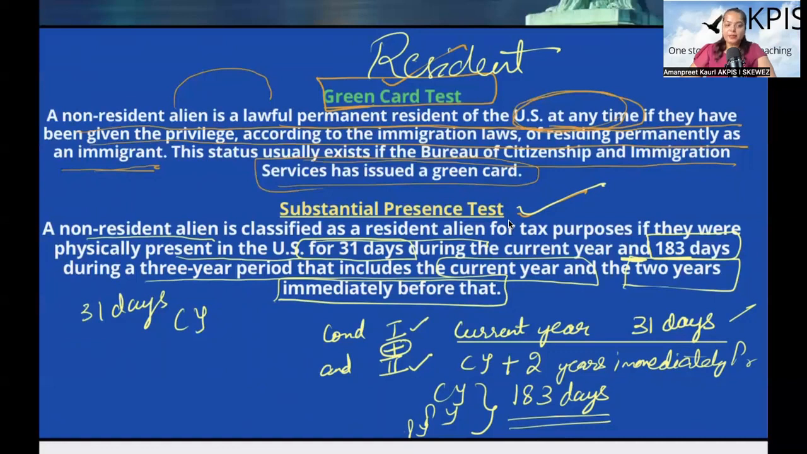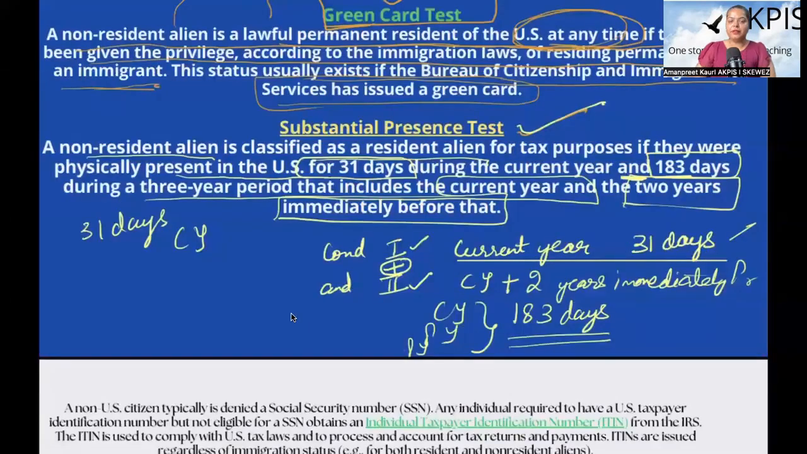And all the compliances with respect to the same need to be filed as filing requirements with the IRS. What is the IRS? That's the governing body of the United States of America for US taxation, the Internal Revenue Service. You are supposed to file your income tax return with the concerned governing body. So we have covered the concept related to the substantial present test, the green card test and all. Now let's proceed further.